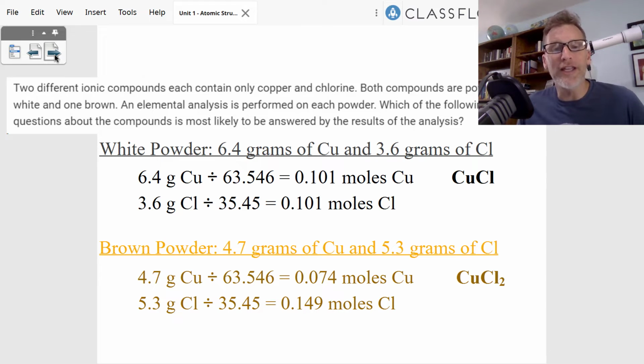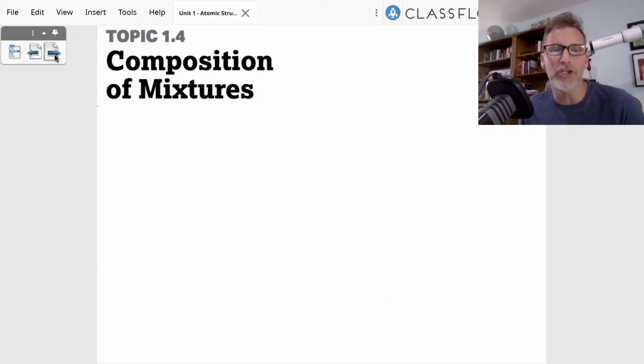Remember, moles is a ratio. So if you end with 0.101 moles of copper and 0.101 moles of chlorine, that's a 1-to-1 ratio of copper to chlorine. So the white powder's formula is CuCl. If you have 0.074 moles of copper and 0.149 moles of chlorine, that's a 1:2 ratio. So copper chloride is CuCl2 for the brown powder. Again, all we're doing is taking grams, divide by molar mass to get the moles, look for a molar ratio.